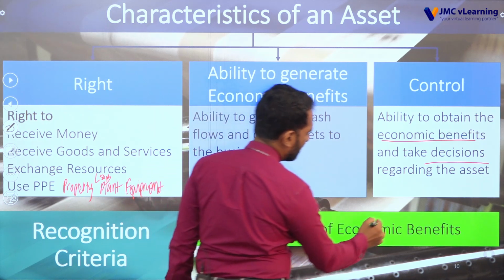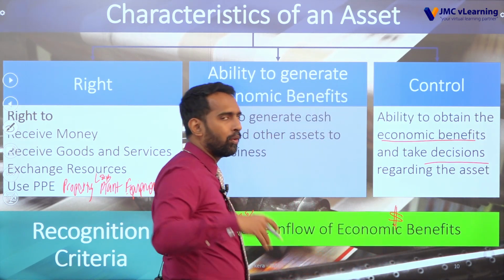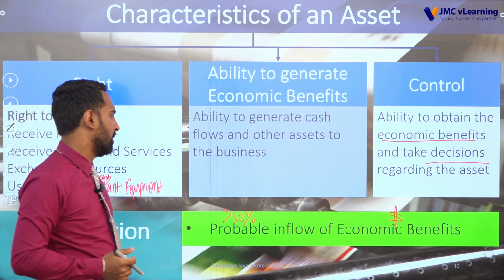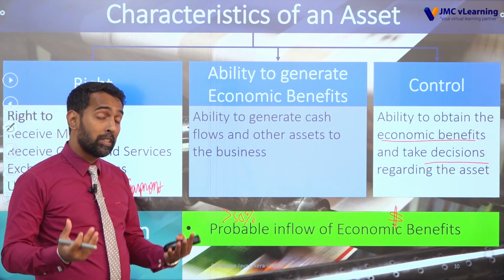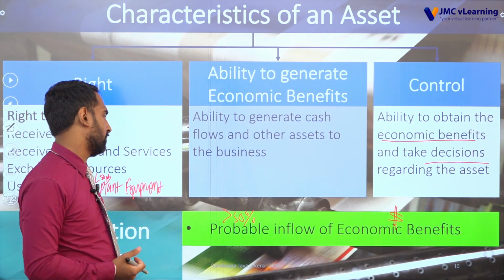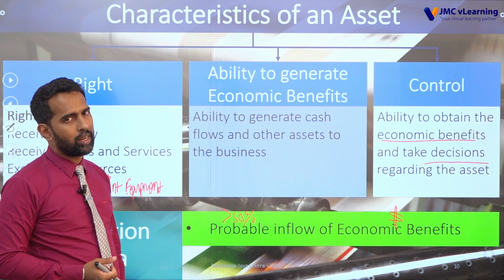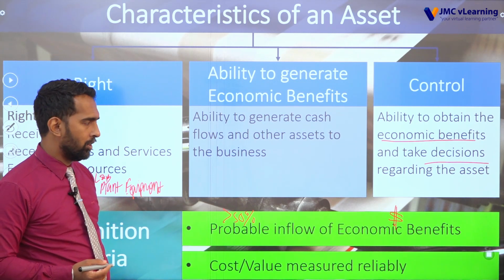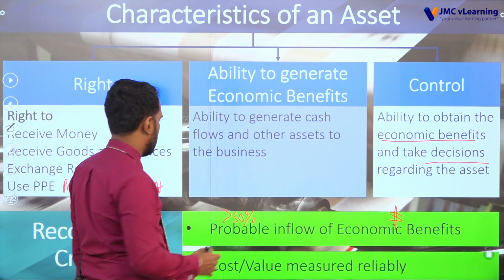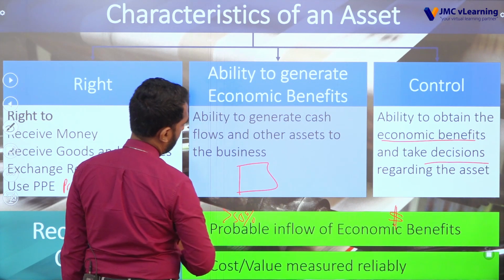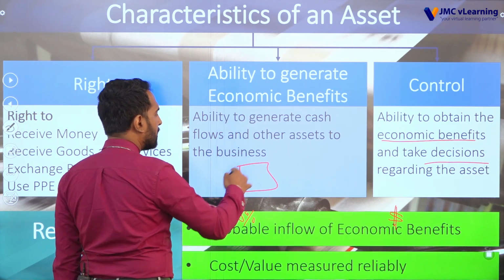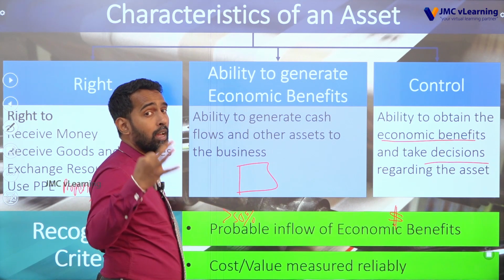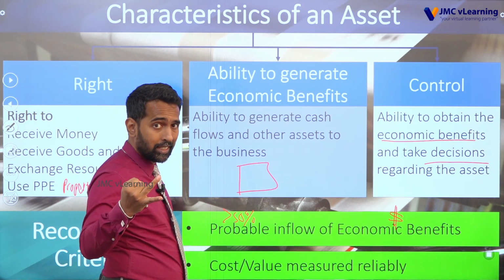Economic benefits, in simple terms, it's cash flow. Or it can be any other assets as well, but in simple terms, it will be cash flow. That means there should be more than 50% chance of getting a cash flow. And you should be able to make a reliable estimate. The cost or the value should be able to measure reliably. Exactly what is the value? Okay, for an example, you purchased a land. Now this land is a present economic resource, you are getting benefits. As a result of past event, you purchased it, control.